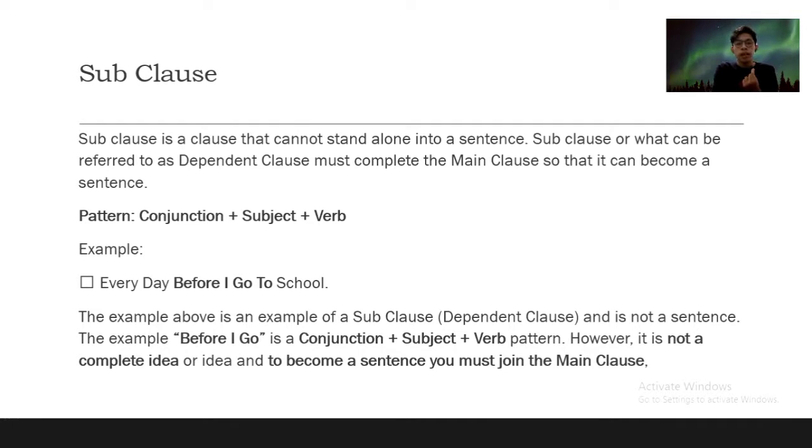Subclause. Subclause is a clause that cannot stand alone as a sentence. Subclauses, which can be referred to as dependent clauses, must complete the main clause so that it can become a sentence. Here's the pattern, which is conjunction plus subject plus verb. For example, every day before I go to school. The example above is an example of a subclause or a dependent clause and is not a sentence. The example before I go is a conjunction plus subject plus verb pattern. However, it is not a complete idea, and to become a sentence, you must join the main clause.